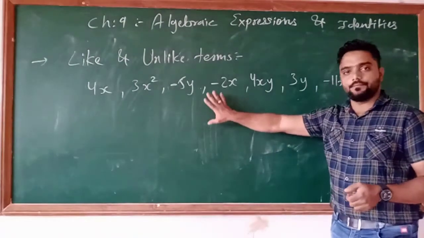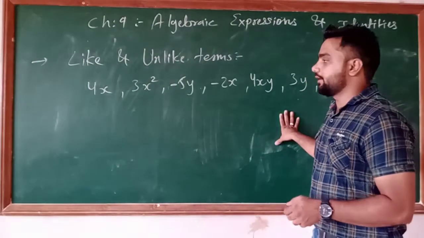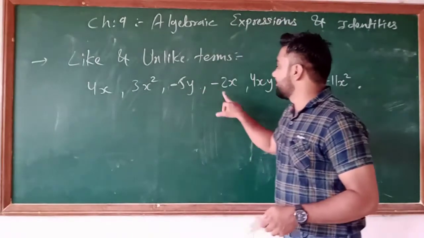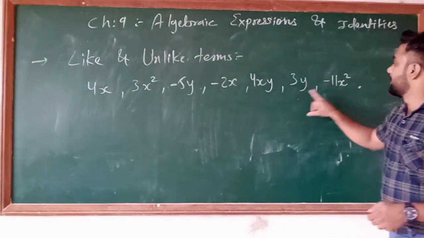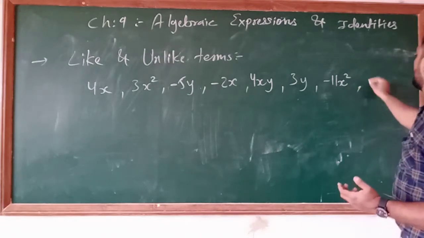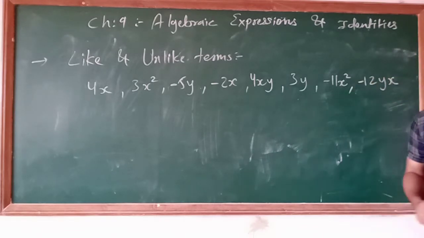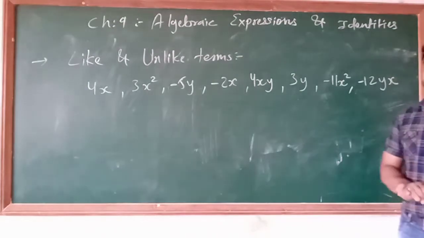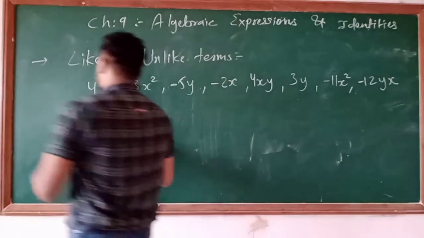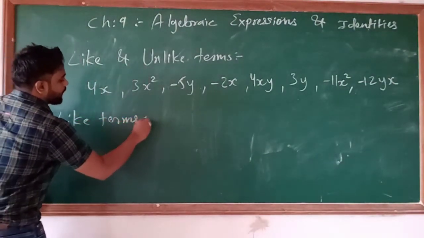Don't worry, यहाँ example से आपको easily पता चल जाएगा. Here number of terms, a single term I got here. So here 4x, first one 3x square, minus 5y, minus 2x, 4xy, 3y, minus 11x square, and the next one is 12yx और minus 12yx. तो यहाँ देखो मैंने कुछ अलग अलग terms लिखी हुई हैं. Now from that we have to take out the like terms. Means इनमें से मुझे like terms निकालनी है. Now understand the concept behind it.